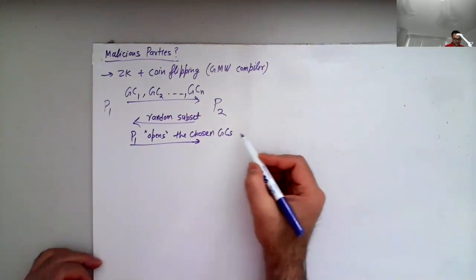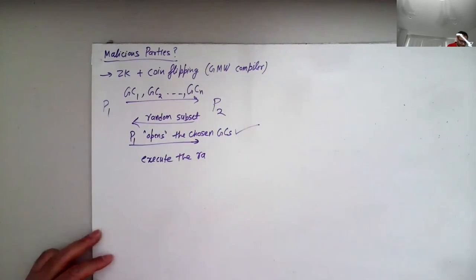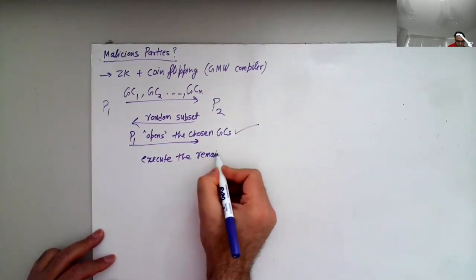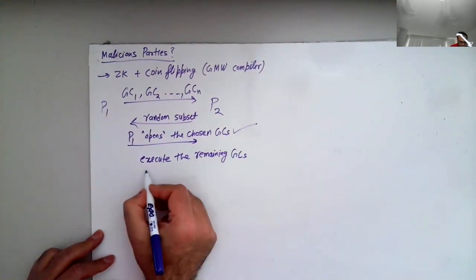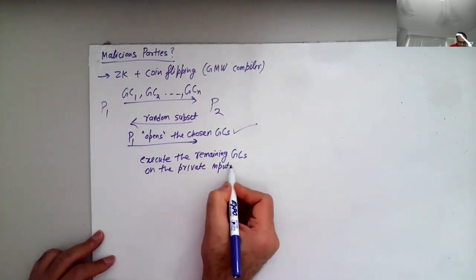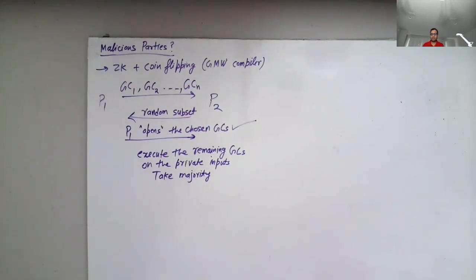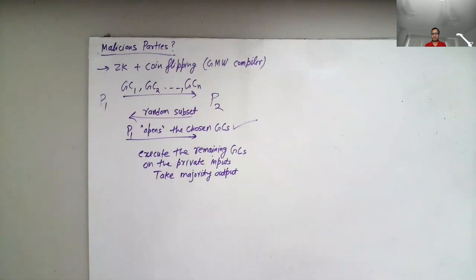If all these chosen garbled circuits were honest, then execute the remaining garbled circuits on the private inputs. Maybe a small number of them would be bad, would be malicious. But then you can take the majority output. You see the output of all of them. Well, you know that maybe a couple of them might give you wrong output, but the majority of them will give you the correct output. And then you just take the output which is given by a majority of them.